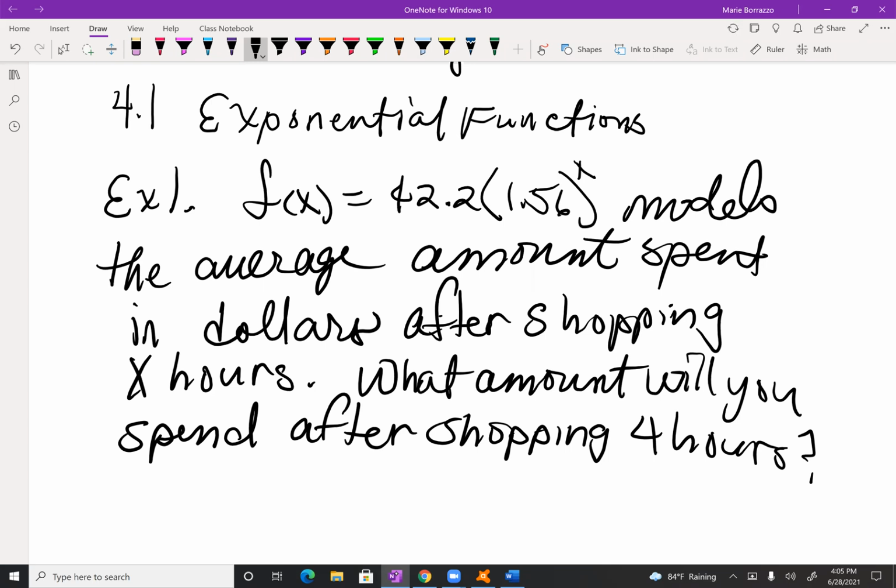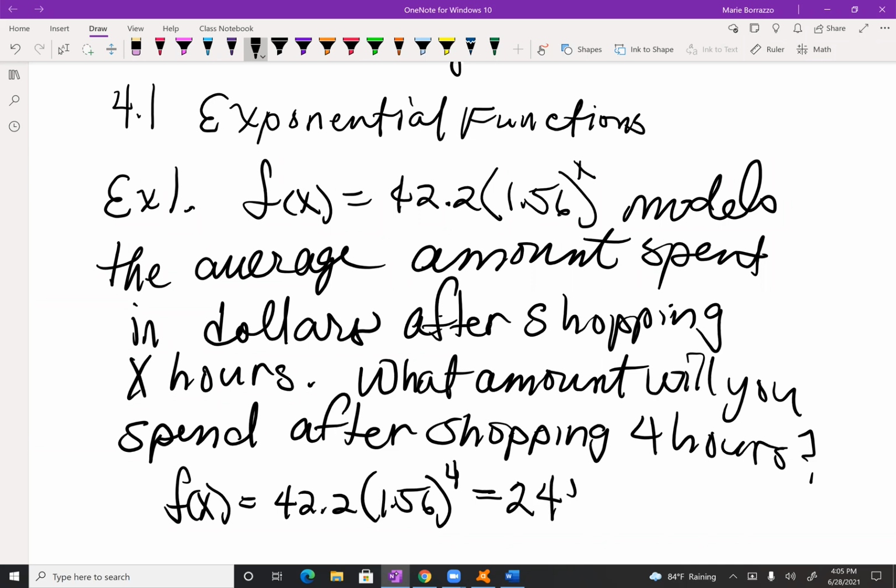And so basically this is simply f of x is equal to 42.2 times 1.56 raised to the 4th power. So use your calculators. Let's see if we can all work this out. They want you to round to the nearest dollar. So if you get, for example, which is what you're going to probably get, 249.92556, you're going to simply round it to $250. Make sure you're able to do that in the calculator. That's all I'm asking you at this moment to do.